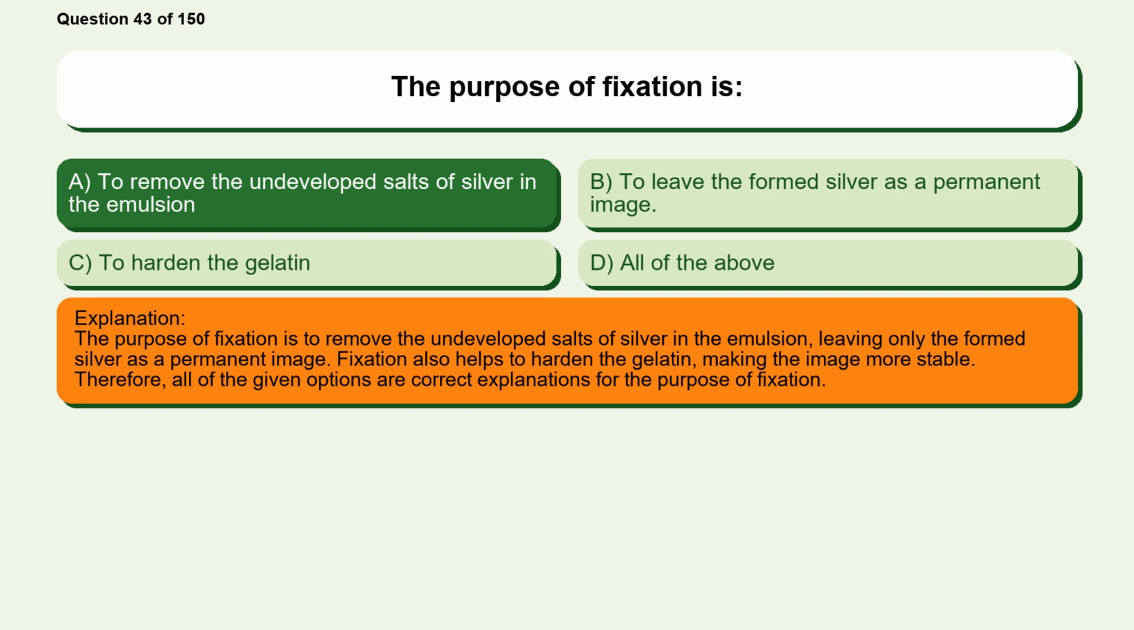The purpose of fixation is to remove the undeveloped salts of silver in the emulsion, leaving only the formed silver as a permanent image. Fixation also helps to harden the gelatin, making the image more stable. Therefore, all of the given options are correct explanations for the purpose of fixation.